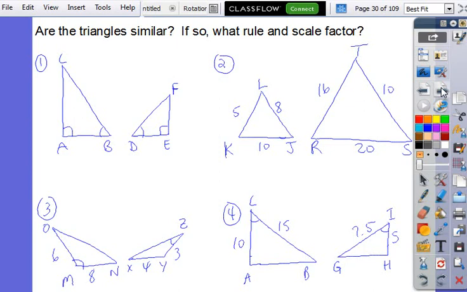Number 3, what's wrong with it? This angle. That angle is not in the right spot, so that throws it out. I'm not looking at the sides. Number 4, side, angle, side. The angle's in the right spot. 5 over 10 is 1/2. 7.5 over 15 is 1/2. So that one would work.